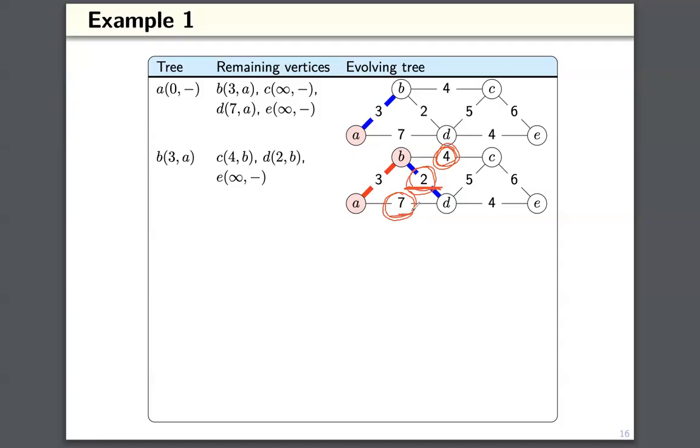So 7 is anyway not there, right? See, in our list, 7 is anyway not there, so we don't need to consider this at all. So just look at this, 4, 2. So what is the smallest one? 2. So we will pull D inside the tree.